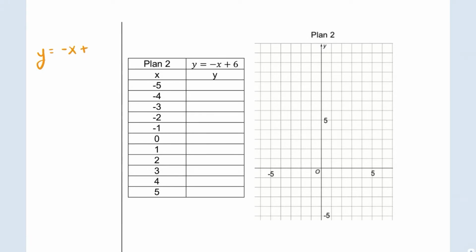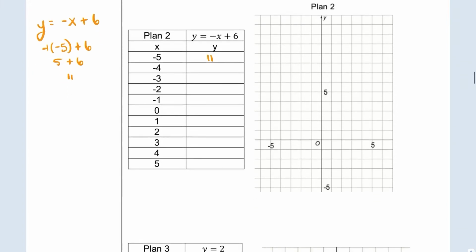So our equation is this: it's -x plus 6, or I can read that as the opposite of x plus 6. So when I plug in -5 for x, it'll kind of look like this: -(-5) plus 6. Think of this as -1 times -5, and then you can move forward. So -1 times -5 is 5, plus 6 is 11. So there's my first point, (-5, 11).